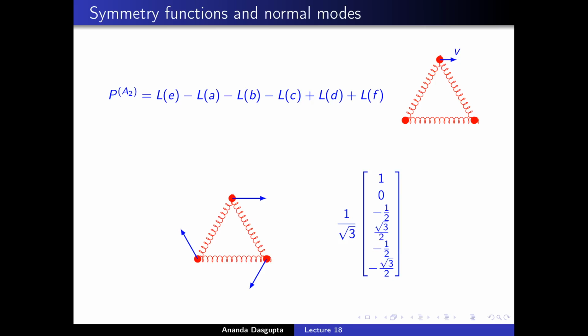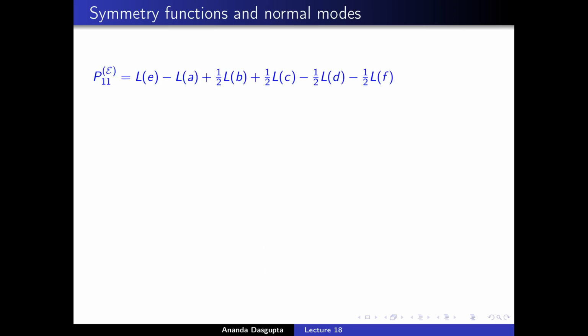Of course, you have to normalize ultimately by 1 by root 3. The other components are also easy enough to figure out. Let us turn now to the two-dimensional irrep curly E. And here, of course, we have two projection operators, at least two diagonal projection operators, P curly E11 and P curly E22.